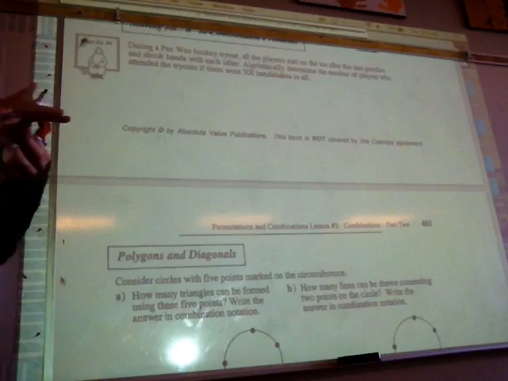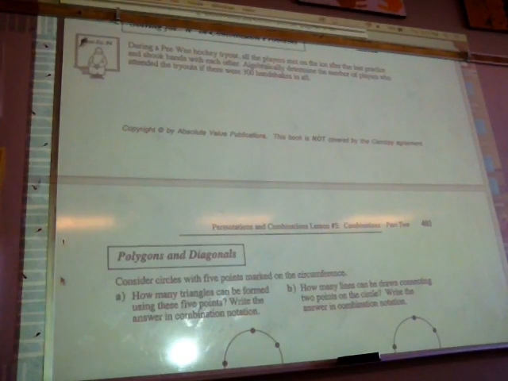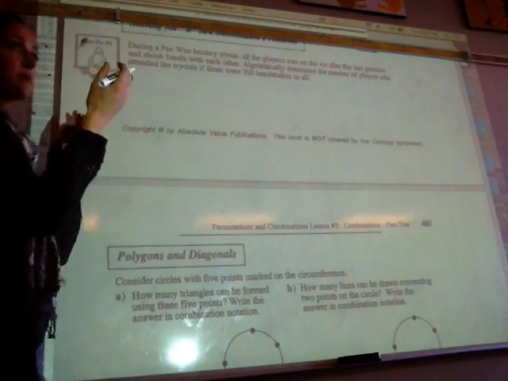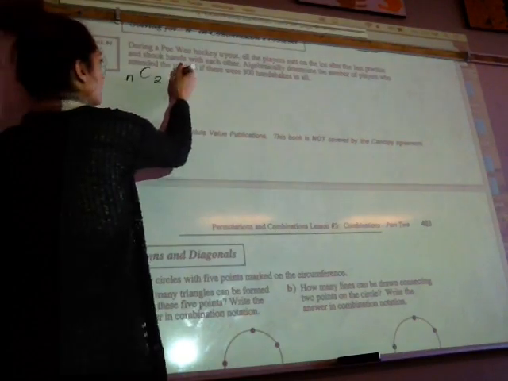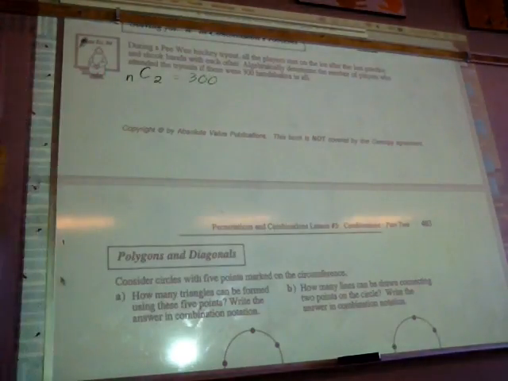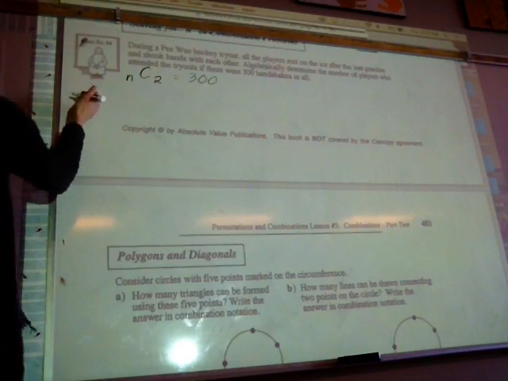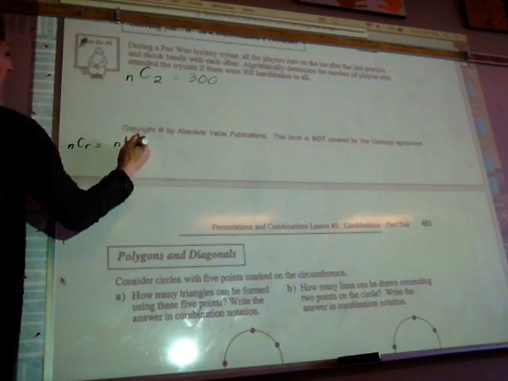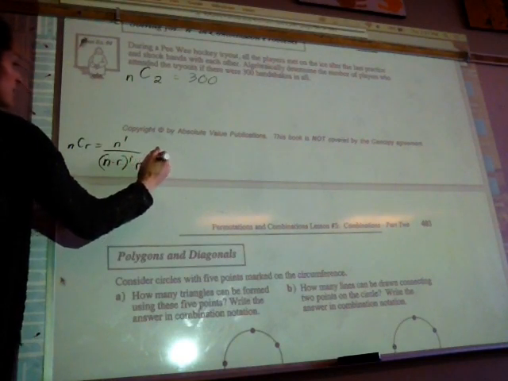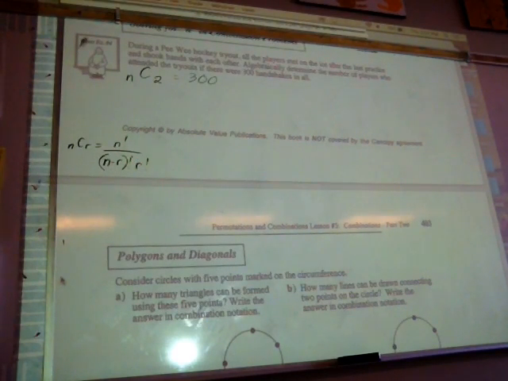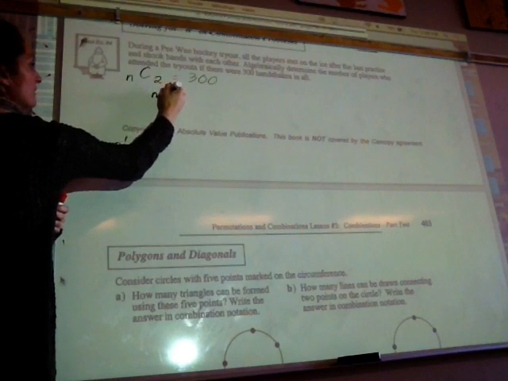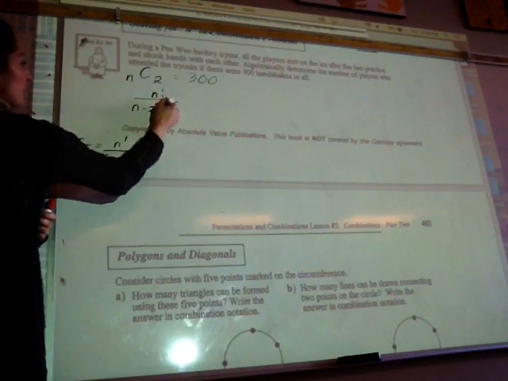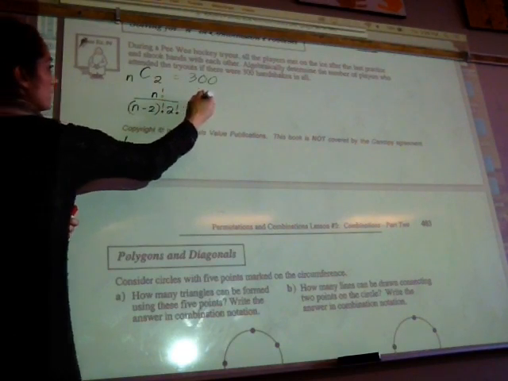If we were to think about handshakes, how many people do you need to make a handshake? Two. So we're going to have some number of people choosing 2 people to make a handshake. That's going to equal 300, because there's 300 handshakes in total. So using the formula nCr equals n factorial over n minus r factorial times r factorial, we're going to break this down and solve for n. Our n is n, our r is 2. So we have n factorial divided by n minus 2 factorial times 2 factorial equals 300.